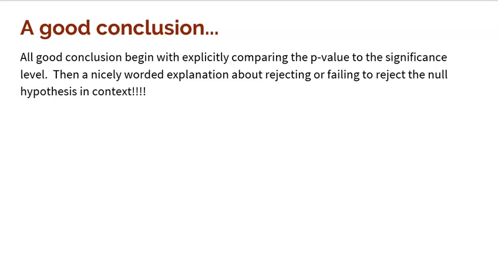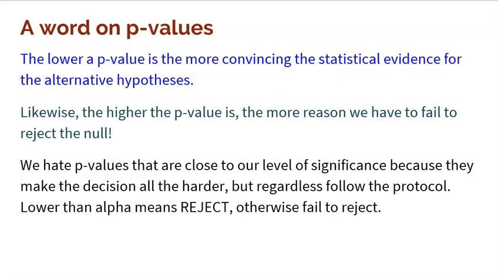We're going to try to do as many examples as we can to make sure that's clear to you. But you've got to make sure you understand. You've got to be very specific with that language. Okay. So one more word on p-values before we look at some examples here. The lower a p-value is, the more convincing the statistical evidence is for the alternative hypothesis. Or likewise, the higher the p-value is, the more reason we have to fail to reject the null.